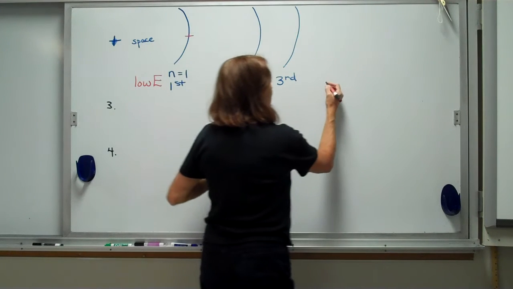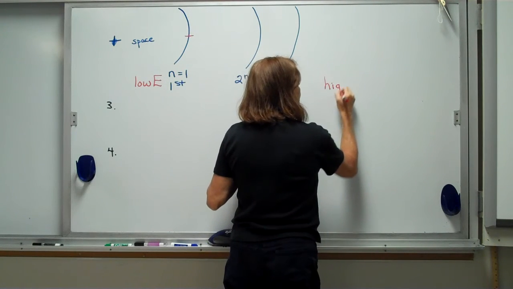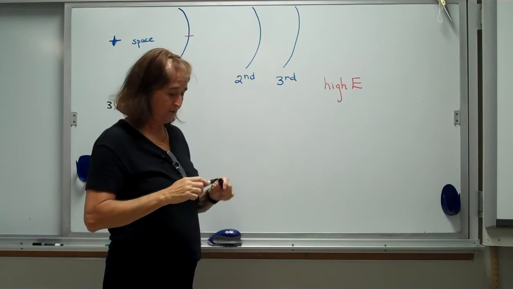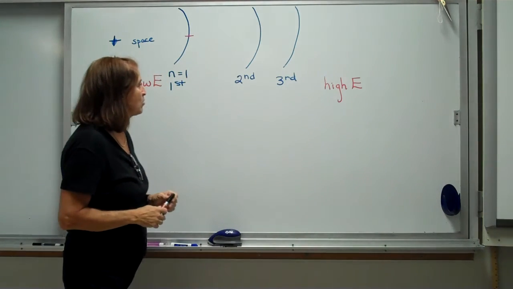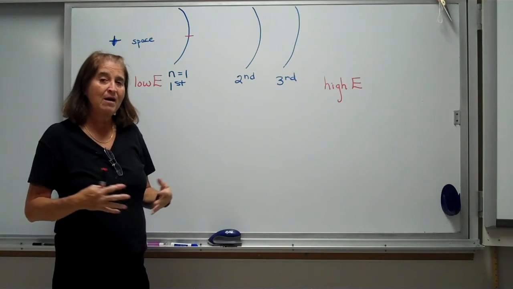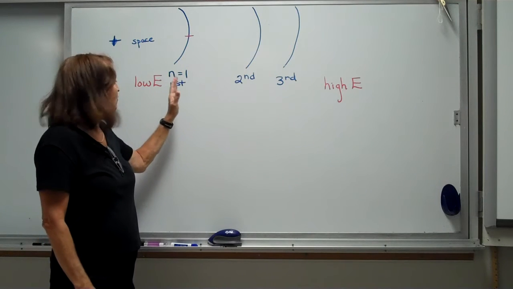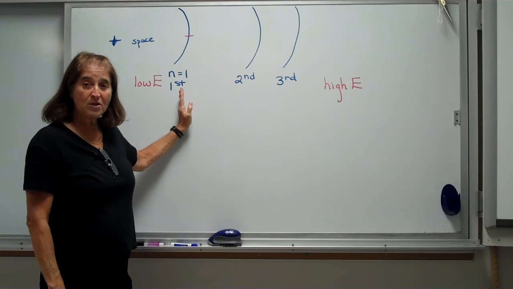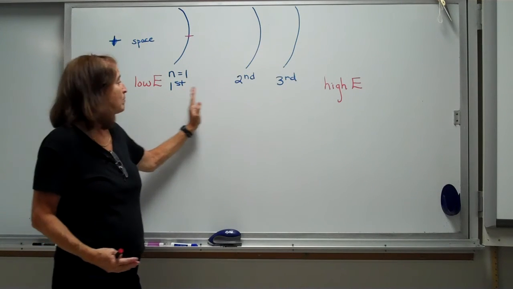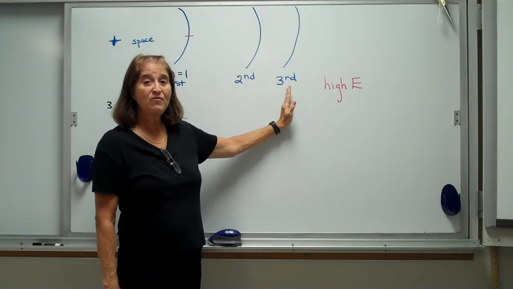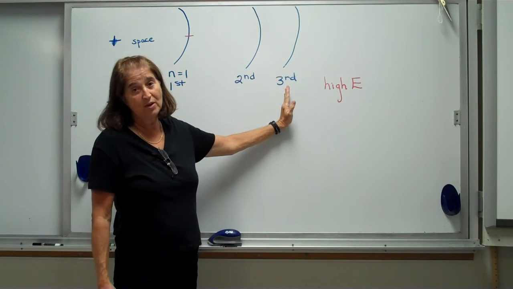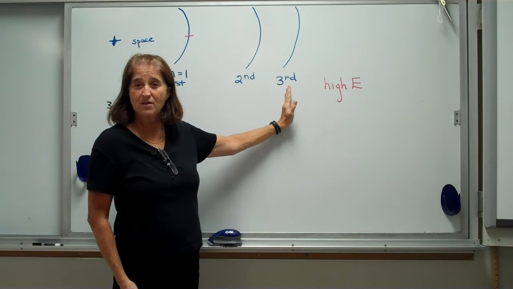And so the farther away from the nucleus you are, those electrons are going to have higher energy. So the principal quantum number is not only going to tell me a location, it's going to tell me something about energy. Electrons found in the first energy level are going to be closer to the nucleus and have less energy than an electron found in the third energy level, where that electron is farther away from the nucleus and has more energy associated with it.